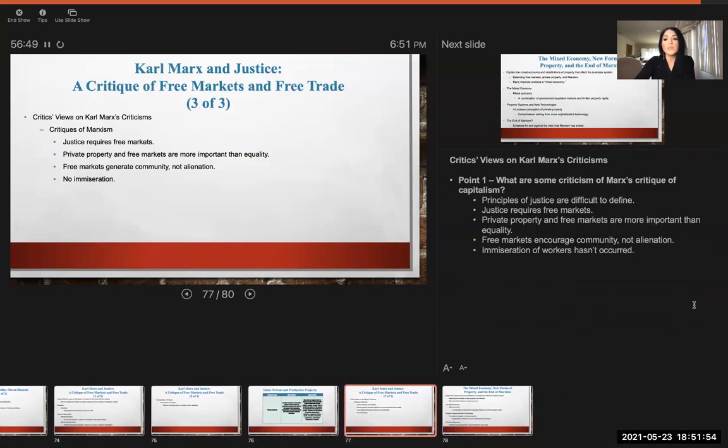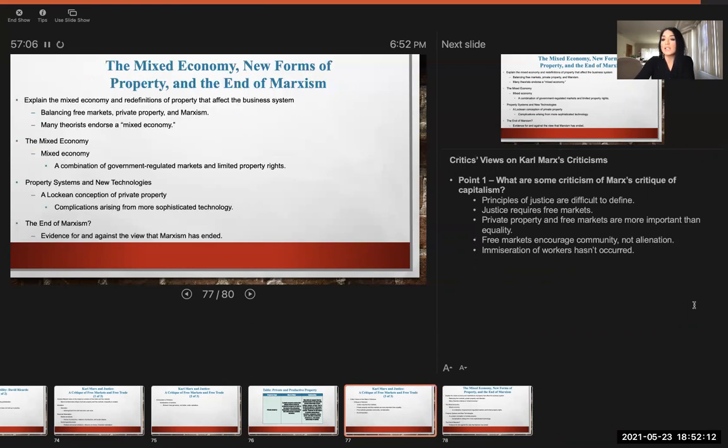Now, what are some criticisms of his critique of capitalism? Principles of justice are difficult to define. Justice requires free markets, and private property and free markets are more important than equity as well. So free markets encourage community, not alienation. Immiseration of workers hasn't occurred.